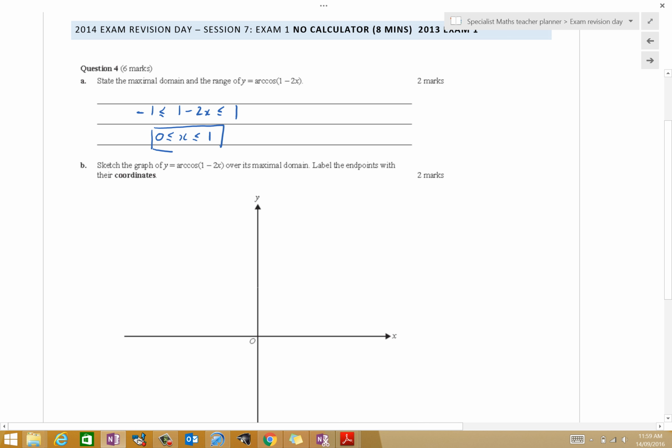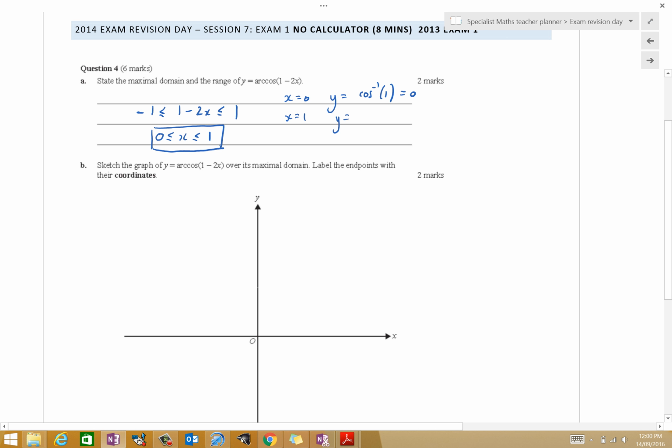How you do it, up to you. The second mark is, you could do one of 2 things. You could say, okay, when x equals 0, then we could say that y is equal to the inverse cos of 1. Now, cos of what gives me 1? 0. So that's equal to 0. What about when cos of what gives me -1?